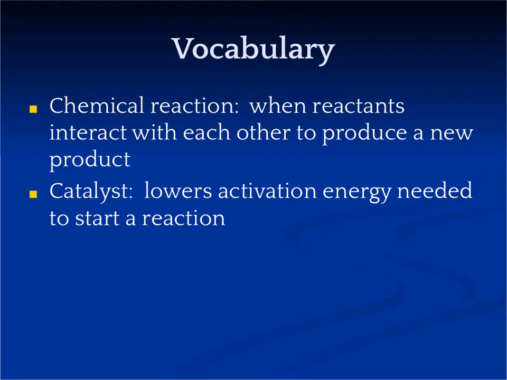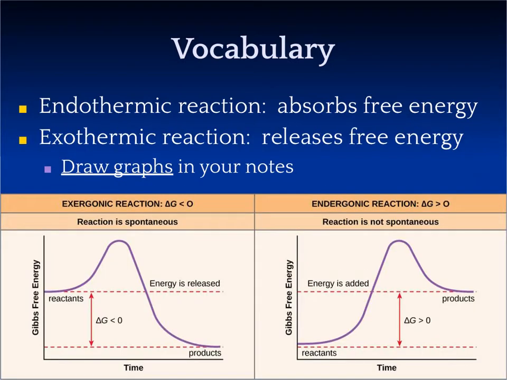So a chemical reaction is when reactants interact with each other and produce a new product. So the reactants are no longer there at the end of the reaction because they've changed the atoms around to create a new molecule. A catalyst lowers the activation energy needed to start a reaction, and so it helps reactions to happen more quickly.